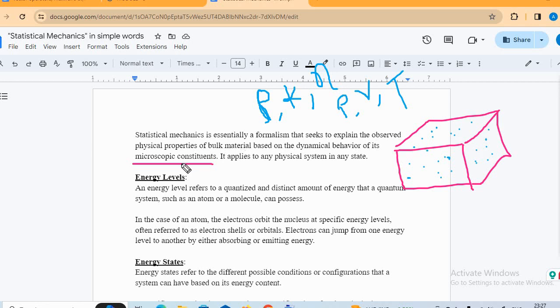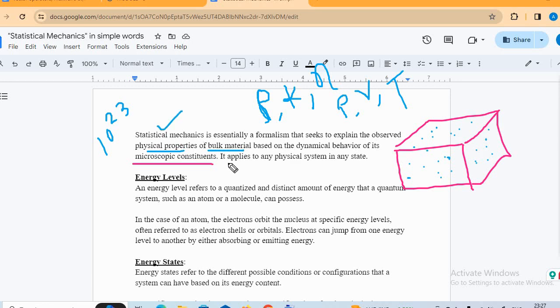Obviously, the individual particle is not playing any role when you have a large number of particles. The large number we are talking about is on the order of Avogadro's number or even more than that. How these individual particles behave is not important, but how the large number of particles behave gives the properties of the material. So this is the idea of the statistical model.